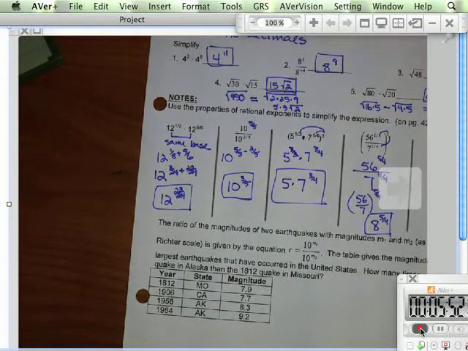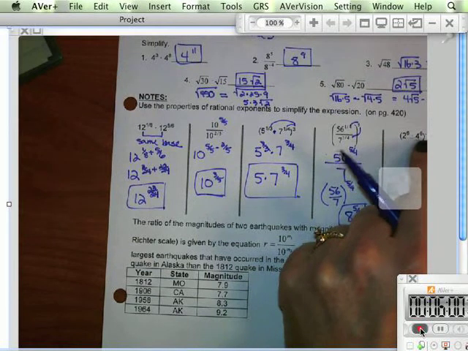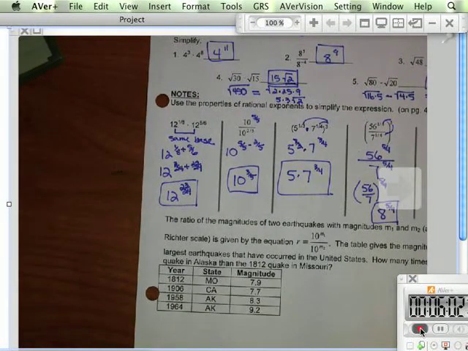You with me? Okay. All right, this one here. Multiply, yes. Why don't you subtract the exponents?